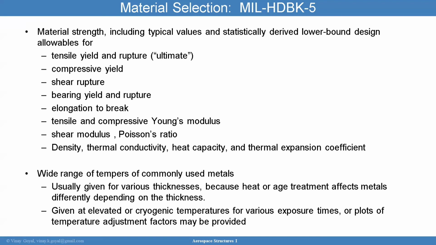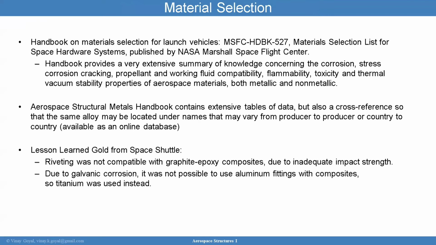In my book, I go into some of this stuff. A wide range of tempers of commonly used metals is included here, and is usually given for various thicknesses, because heat or age effects can affect the metal differently depending upon the thickness. Data is given at elevated or cryogenic temperatures for various exposure times. They also provide plots for temperature adjustment factors, stress-strain curves, and a lot of great information.